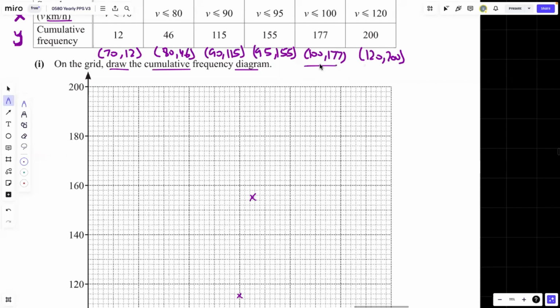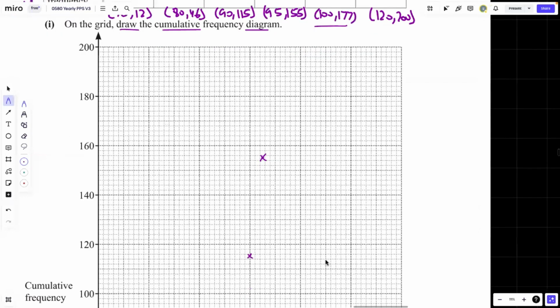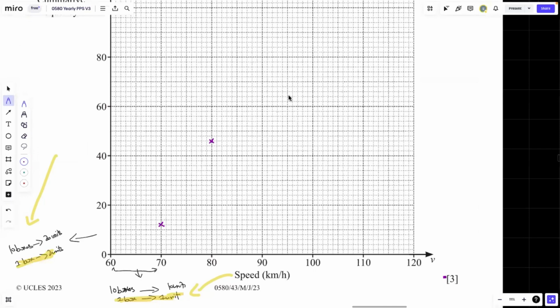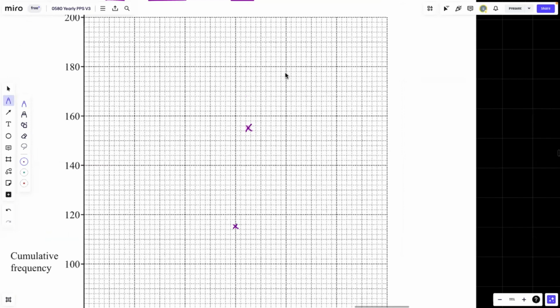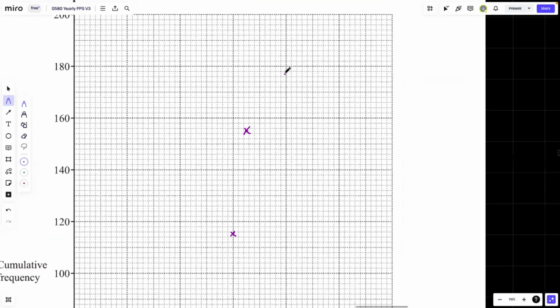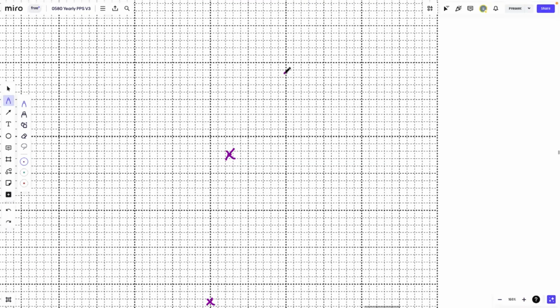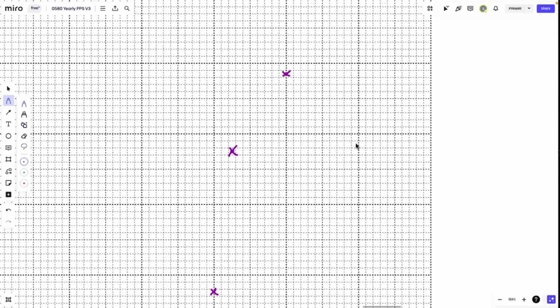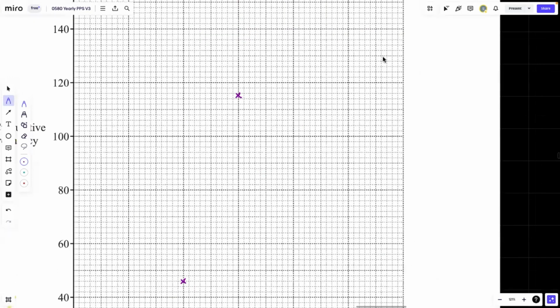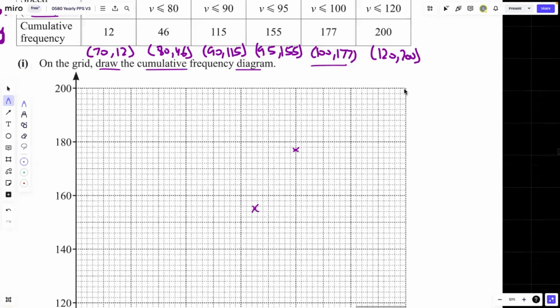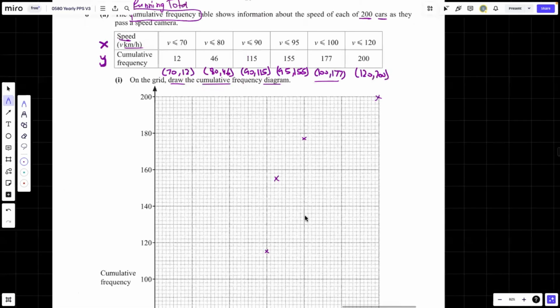The next value we have is 100 comma 177. This is the line for 100, and for 177, this is 178. I'm going backwards from 180, so 177 is in between. That's going to be 100 comma 177. And lastly, 120 comma 200. So 120 is the last line and 200 is the last as well. This one. And now we have all the points marked.